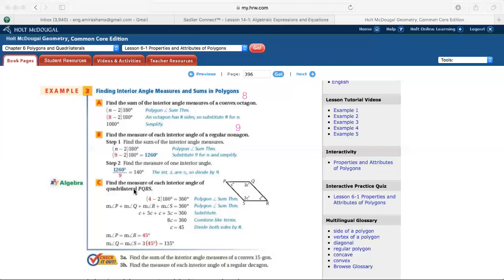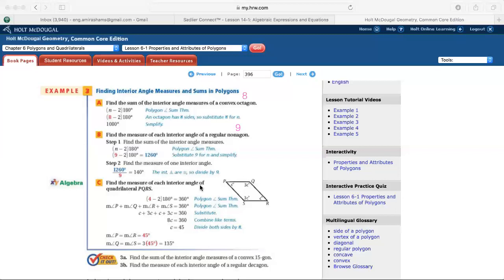Find the measure of each interior angle of quadrilateral PQRS. Okay, girls. A is the sum of the interior angle measures. But in B and C, I find the measure of each. When it's required to find the measure of each, first you have to get the sum of all, then you will divide.